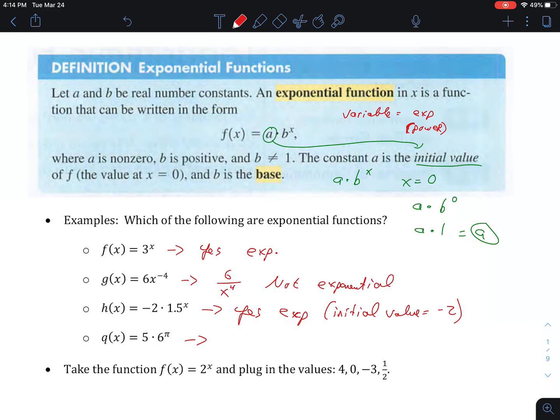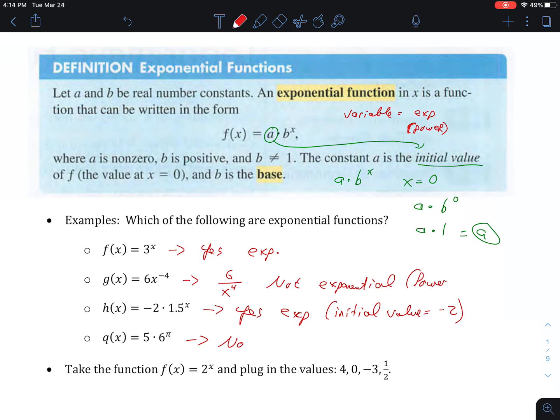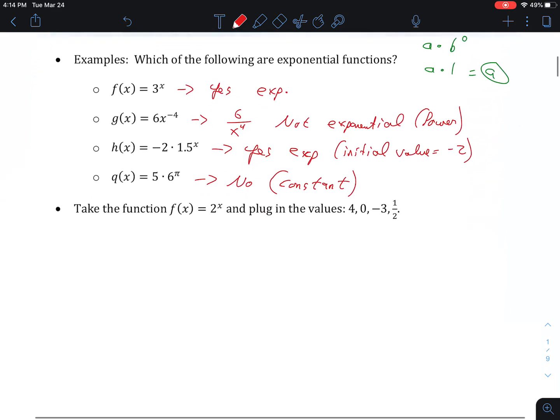And this one, there's no x in it at all. It's a pi, a 6, and a 5, so this is just a constant number. So this is really not exponential. It's not a regular power function like this one, where x is raised to a power. This one is just a constant. Although it's irrational, it has pi, it's still constant. All right, so just a little understanding of what an exponential function looks like: it's raised to the x. The x is the exponent.